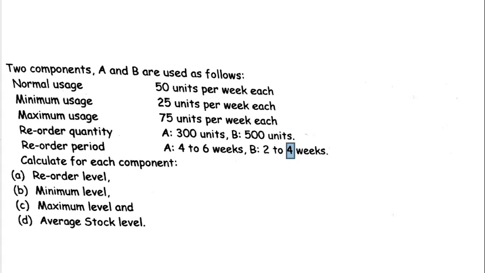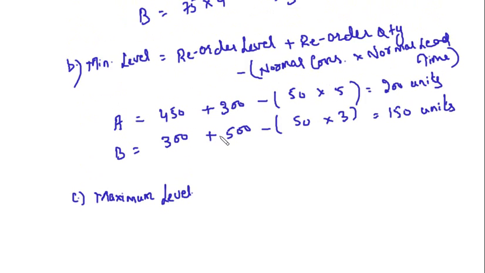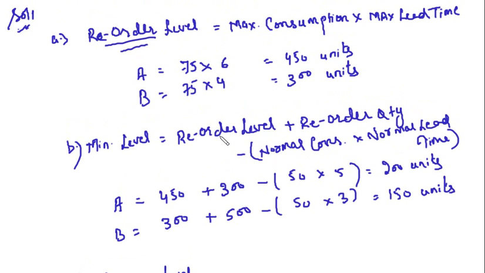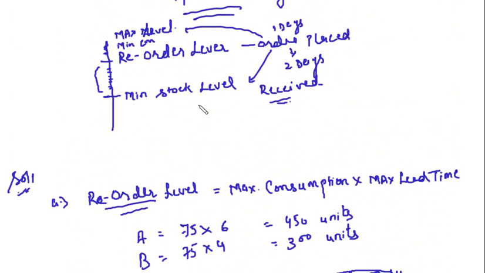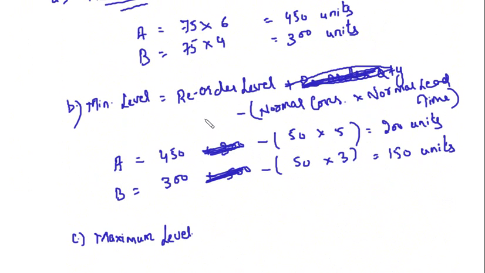Next, what did they ask us? Maximum level. Now what is maximum level? Sorry. In the minimum level, we are not to take reorder quantity. That is in maximum. We are not to take reorder quantity in minimum level. It is just reorder level minus the consumption. Clear? Reorder level minus consumption.